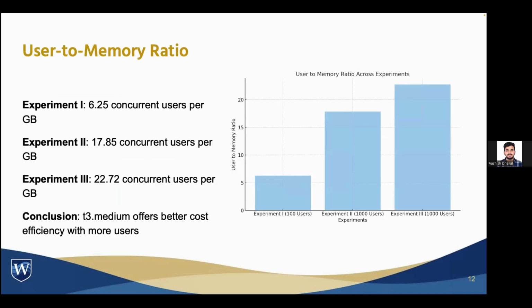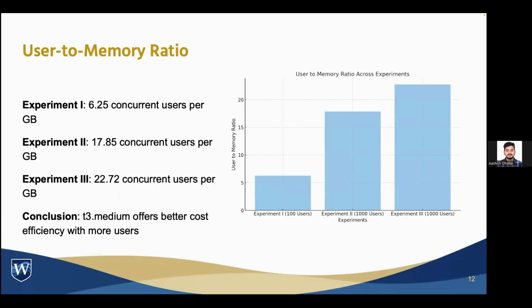So after that, we are now calculating the user to memory ratio, basically what resource we need for the provided number of concurrent users who will be accessing the Moodle.